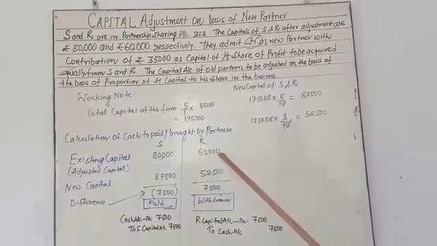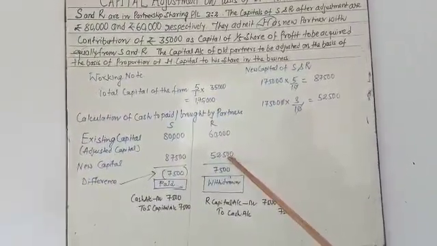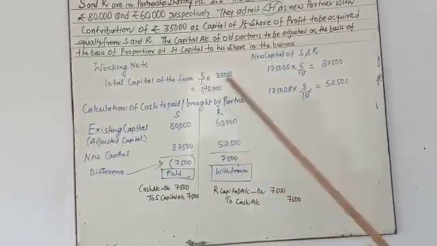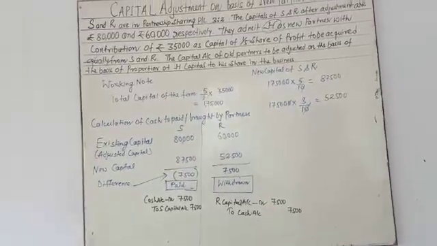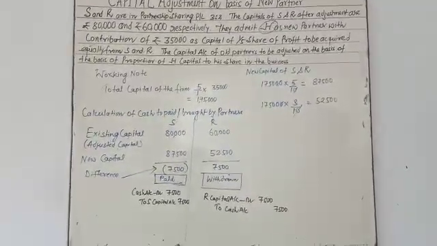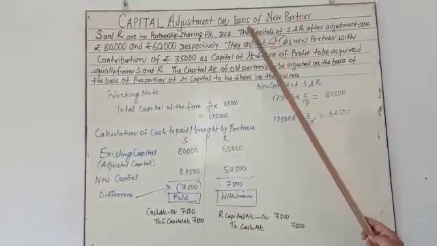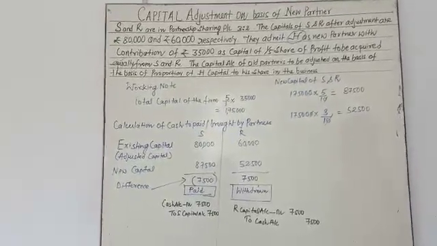In this situation of R, existing capital is 60,000 and 52,500 is the new capital. So 7,500 is going to be drawn by R. So the drawing entry is that R capital account is debited to cash account. So I hope you understand how to calculate with the help of the new partners' capital account. This is the capital adjustment. Thank you, my dear student.